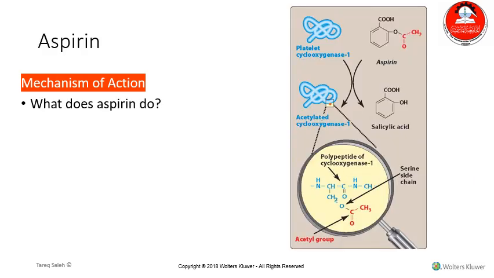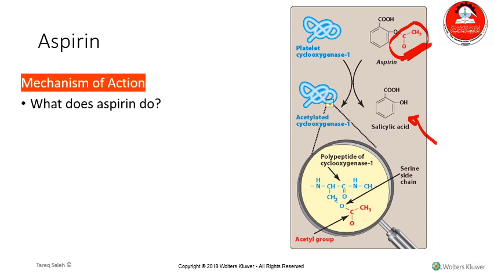So how does aspirin interfere with thromboxane A2 synthesis? Aspirin inhibits the enzyme cyclooxygenase 1, which results in the inhibition of prostaglandin and thromboxane A2 synthesis. Note here that aspirin is just the acetylated form of salicylic acid. This is the structure of salicylic acid, and aspirin is different only in that it has an extra acetyl group attached to its aromatic ring.